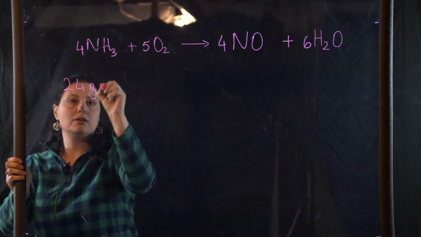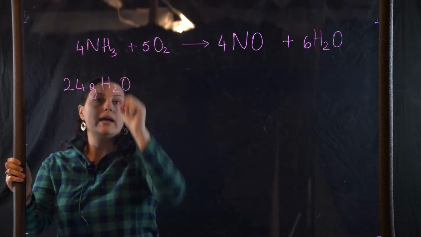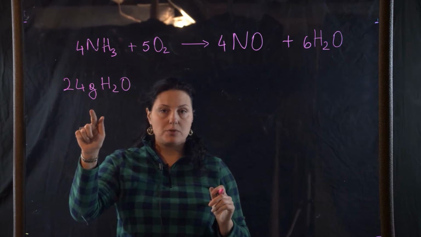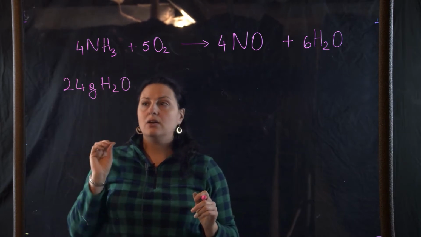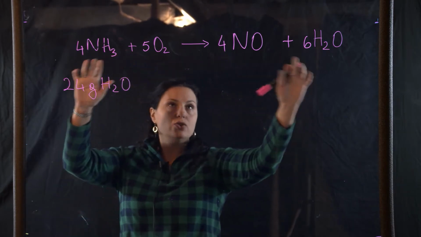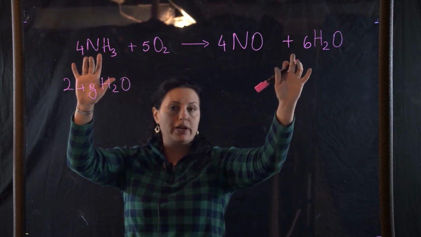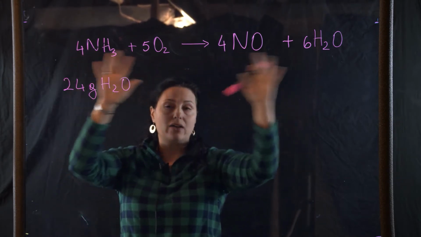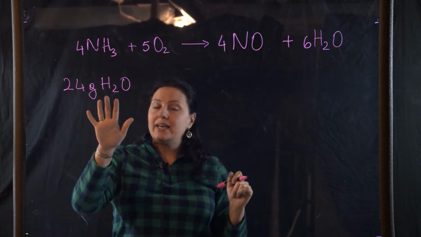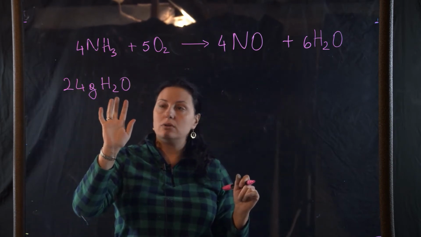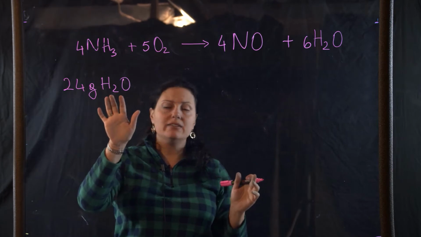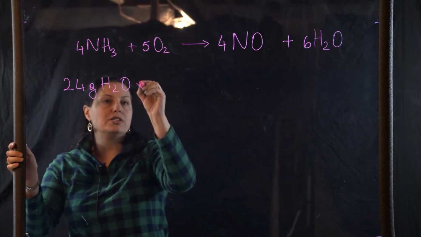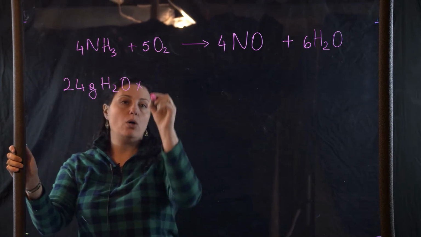24 grams of H2O. Now, once again, anytime you see an amount in grams, you want to convert that to moles because you cannot use these coefficients here as molar ratios if you have an amount in grams, because they relate amounts of moles. I can convert this to a molar amount because I can figure out the molar mass of water, which is about 18 grams per mole.